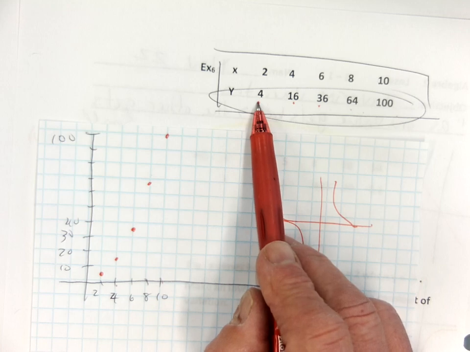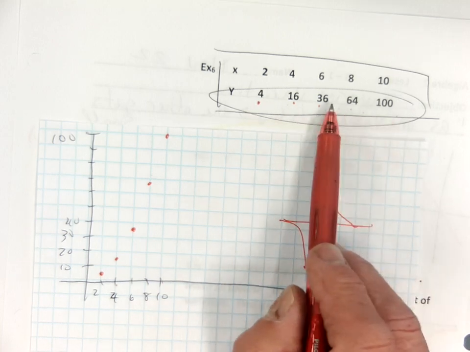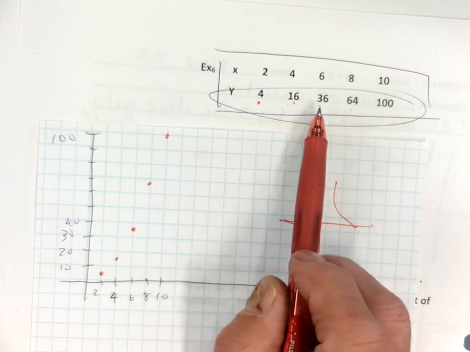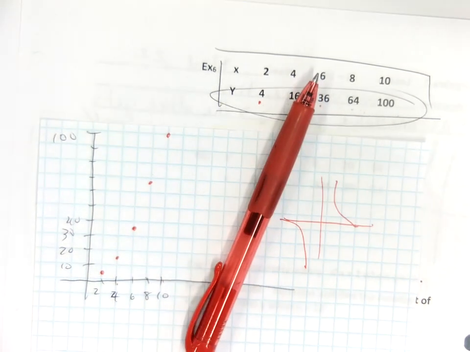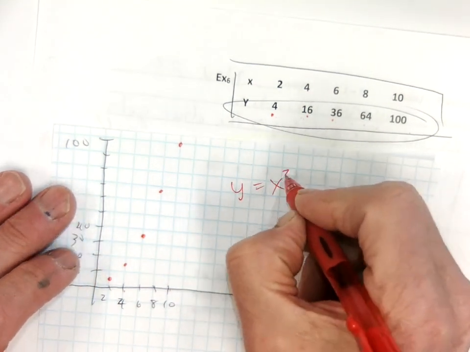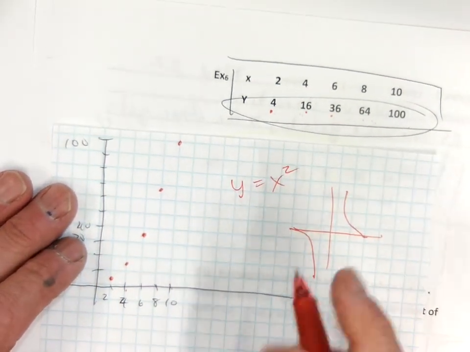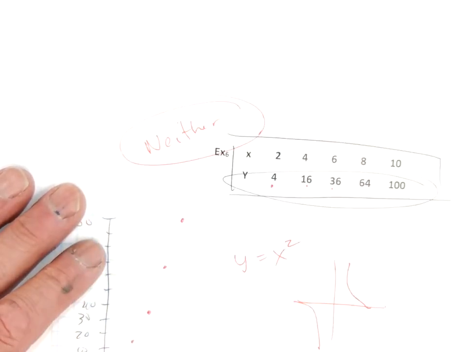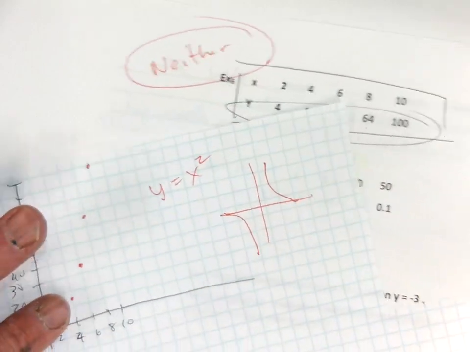What are these? Well, they're all factors of 4 except the 100. Anybody see what these numbers are? I haven't heard it yet. There, somebody's got it. They are squares, aren't they? So this equation's y equals x squared, but that's neither, isn't it? Right? So this one's neither. Good job, Blaze.